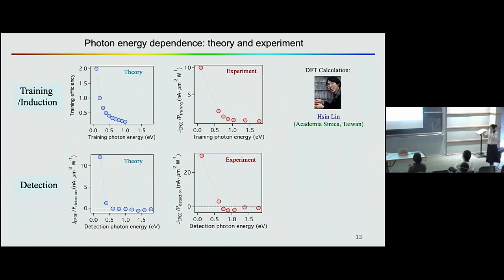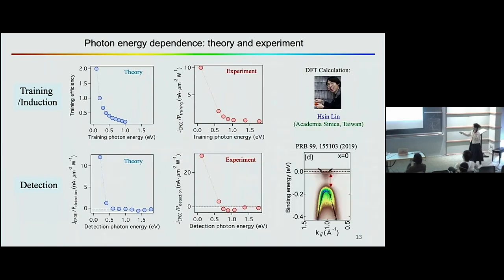The intuitive way to understand this is, okay, this CDW has been measured by ARPES, and this CDW gap is about 100 meV. And this chiral phase must be related to these electrons. If we use very high photon energy to excite the high energy states, they may not feel this chirality. It's an emergent property.